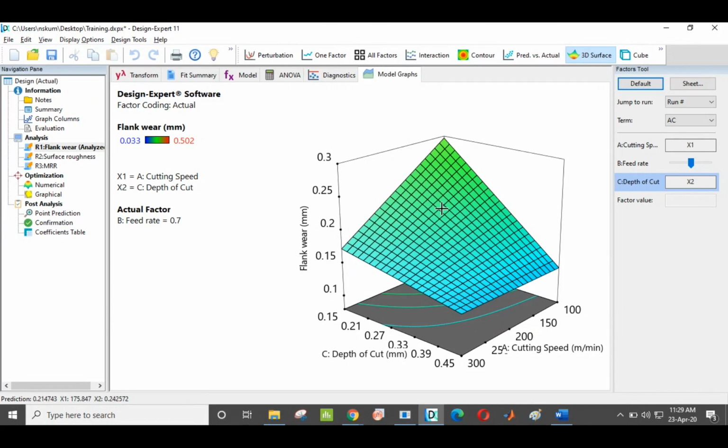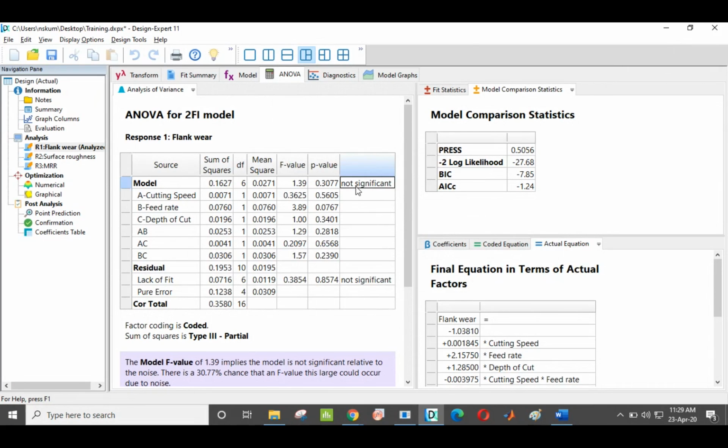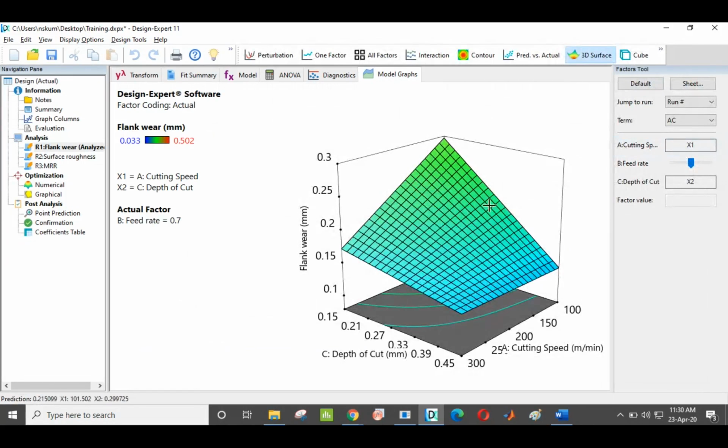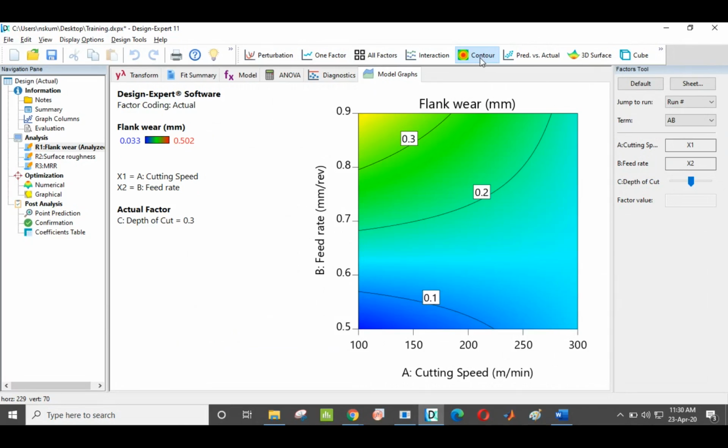In this example, the ANOVA model developed is not significant. So a false interpretation is possible with the model. The model should be significant. Since it is non-significant, whatever interpretations we make in the response surface, perturbation, one factor, contour, everything will be biased, because a significant model is not developed. So our ultimate aim is to develop a significant model.